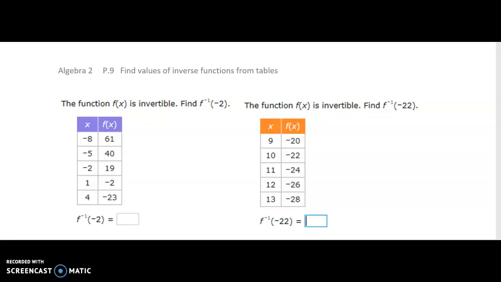Super duper easy lesson today. So P9, find values of inverse functions from tables.